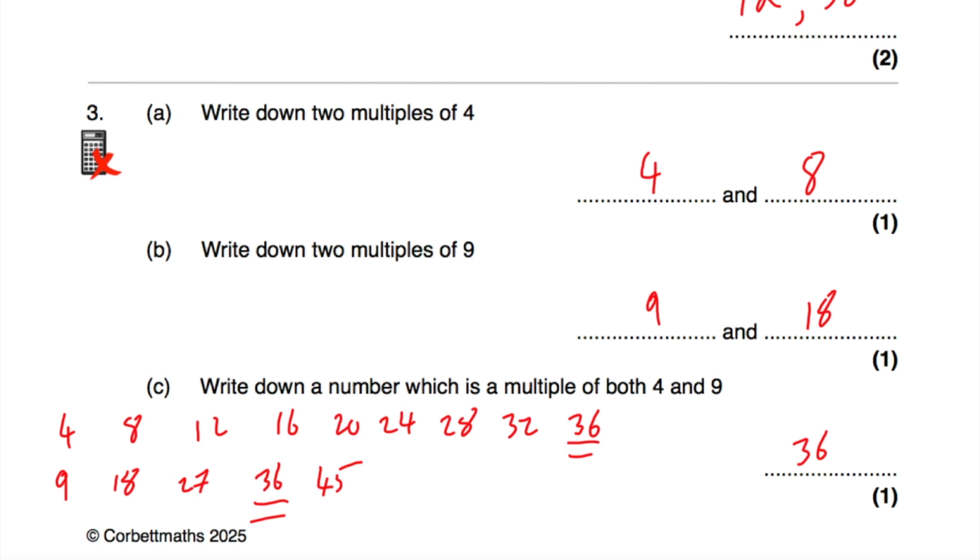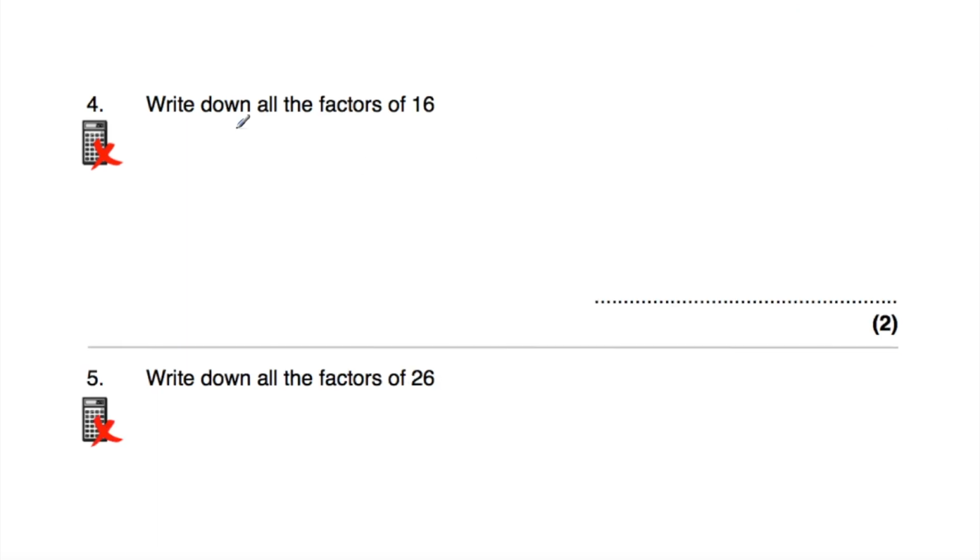Okay, let's look at our next question, question number 4. So question number 4 says, write down all the factors of 16. So remember, factors are the numbers that go into another number exactly without a remainder. So I'm going to think of the factor pairs, so the numbers that multiply together to give us 16. So 1 times 16 is equal to 16, so that means that 1 and 16 are both factors of 16. 2 times 8 is equal to 16, so that means that 2 and 8 are both factors of 16. And also 4 times 4 is equal to 16, so that means that 4 is a factor of 16.